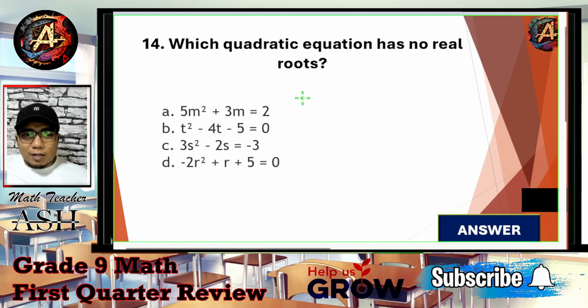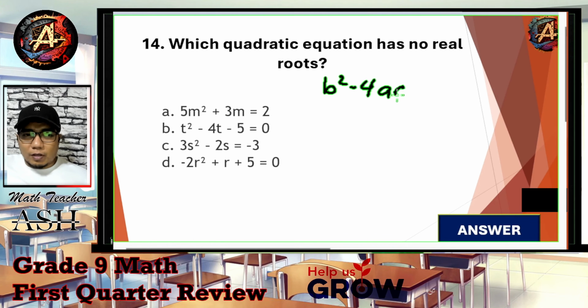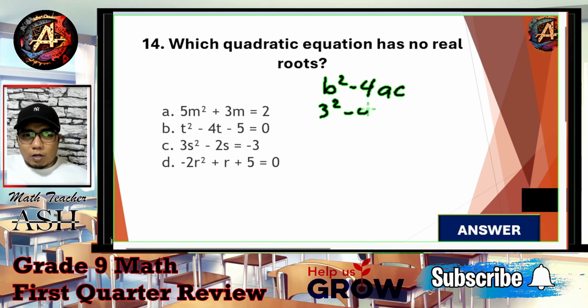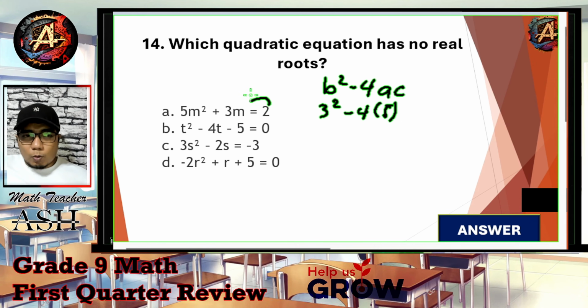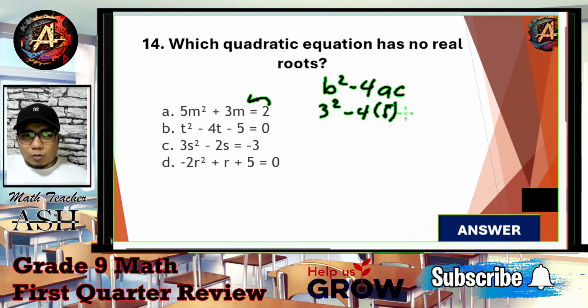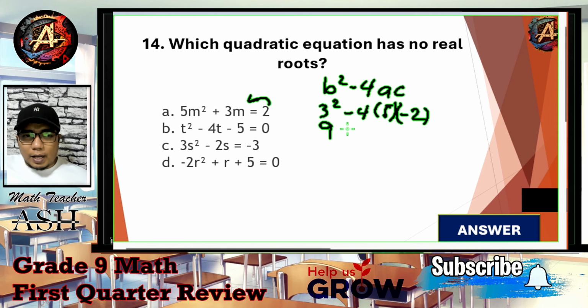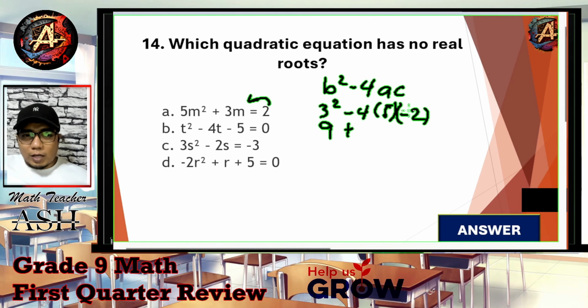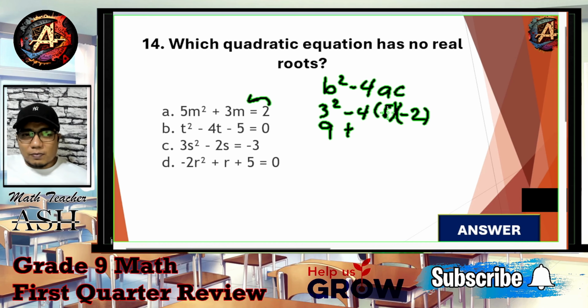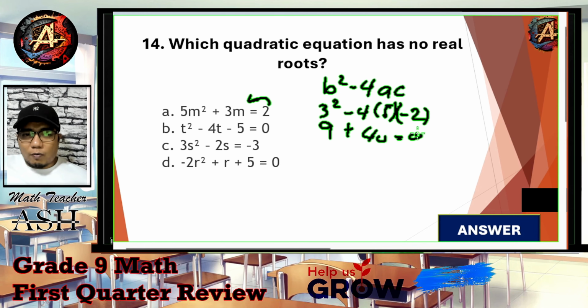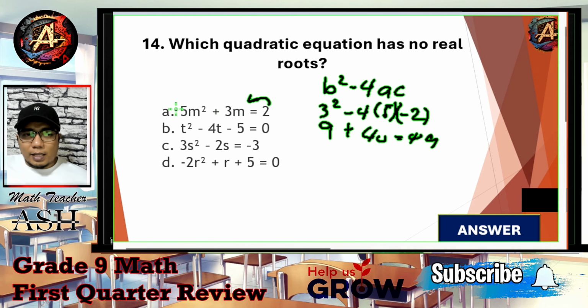Alright. So if we check letter A, we follow b squared minus 4ac. Our b is 3 squared, our a is 5, and our c, when we transpose this one, will become negative, so that is negative 2. So this will become 9 plus, because 2 negatives becomes positive, 4 times 5, 20, and 20 times 2, that is 40, giving us 49. So letter A is not the answer.